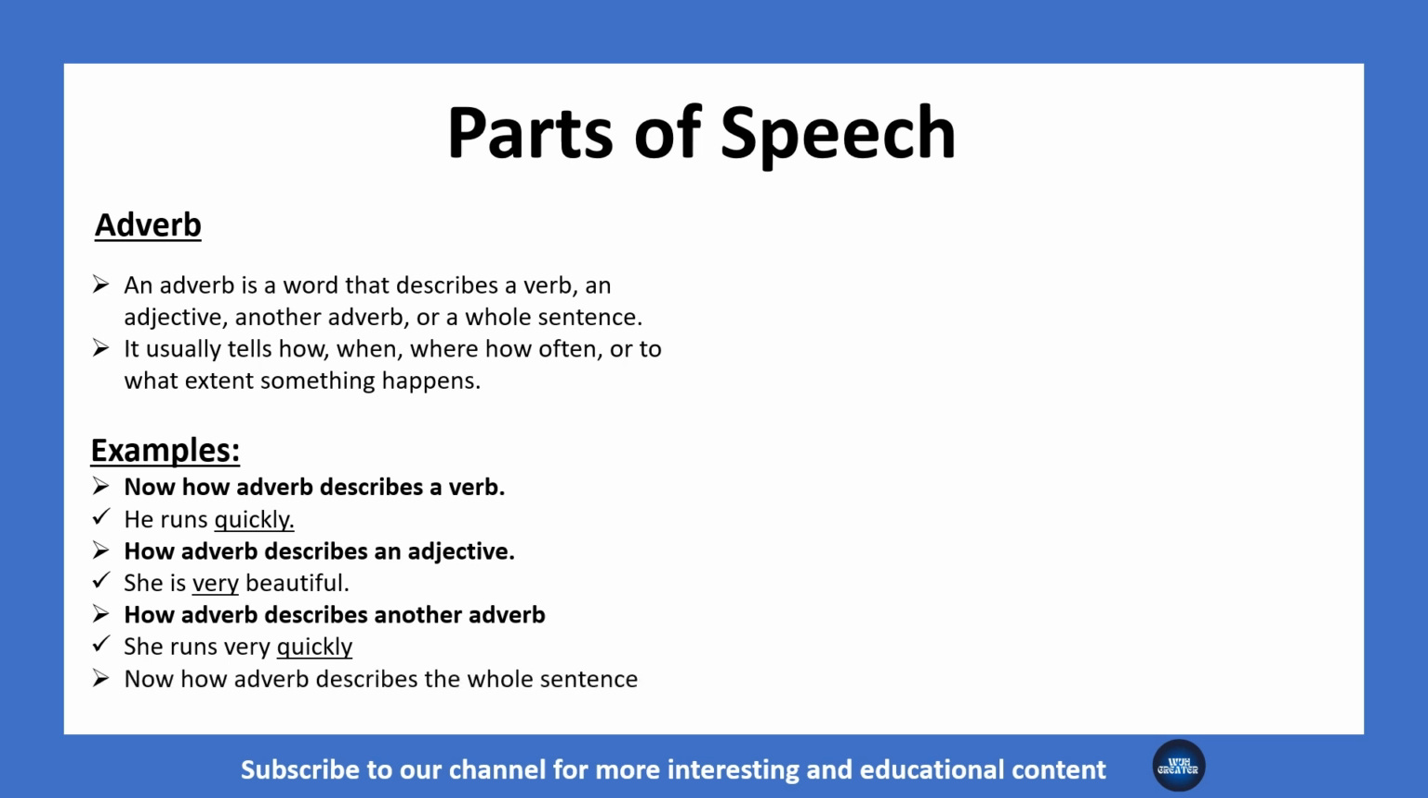Now, how does an adverb describe the whole sentence? Let's discuss by an example: Fortunately, we arrived on time. Here the word fortunately is an adverb that modifies the entire sentence. It expresses the speaker's feeling or opinion about the situation. It shows that arriving on time was a good or lucky event. So here an adverb, which is fortunately, modifies the entire sentence, so here we explained the definition within examples. I hope you got something special from it.